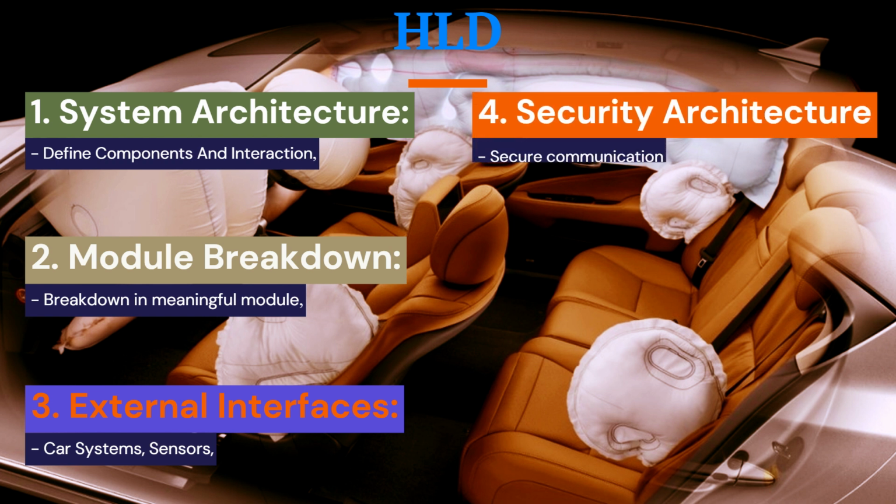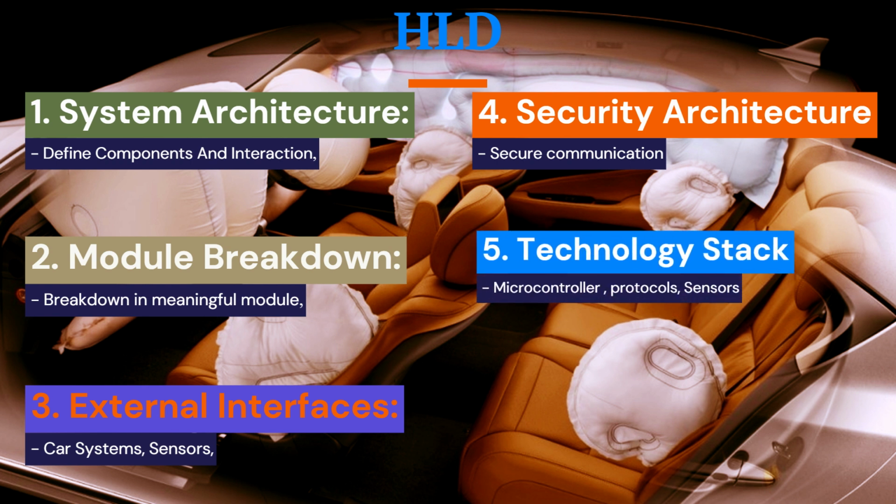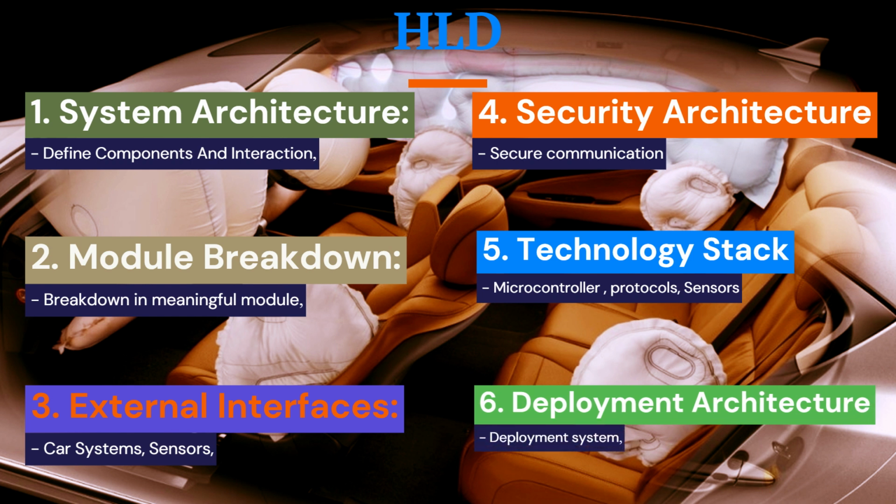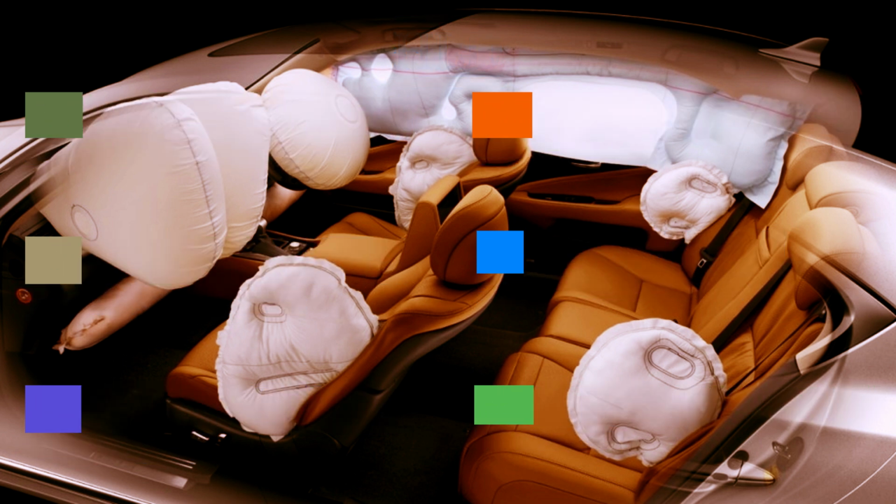4. Security architecture. Ensure secure communication between the ECU and other car systems to avoid interference. 5. Technology stack. Identify critical technology stacks like microcontroller, sensors, communication protocol, and so on. 6. Deployment architecture. Plan the deployment as the airbag ECU is an embedded system deployed inside the vehicle, directly connected to crash sensors and the car's main control system.